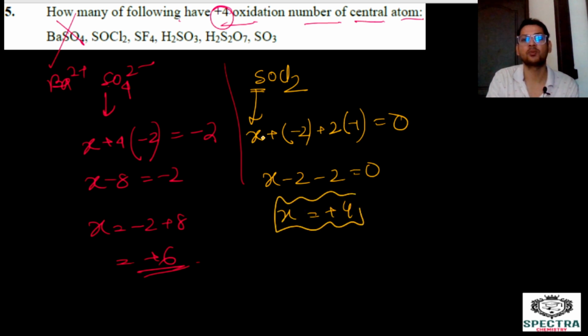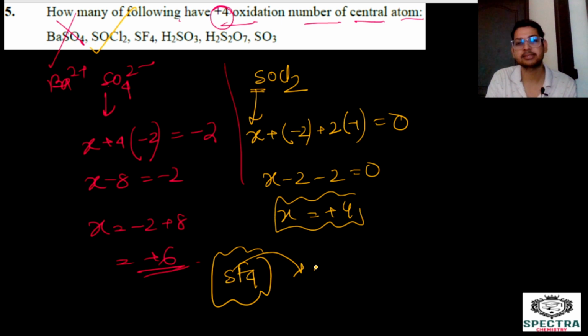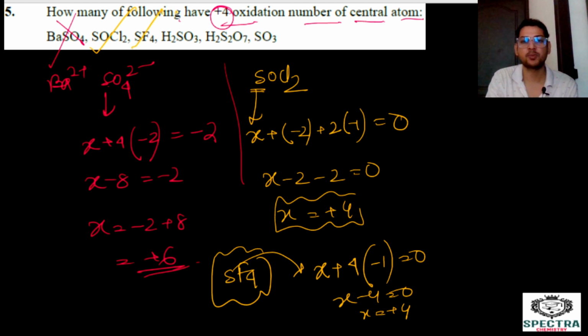Yes sir, I got one of them as plus 4. Okay sir, I got it. Now what you are trying to do, SF4 also, you take sulfur as X, plus fluorine is 4, and each fluorine is -1, equal to 0, X - 4 equal to 0, X equal to plus 4 sir. This is also my answer.